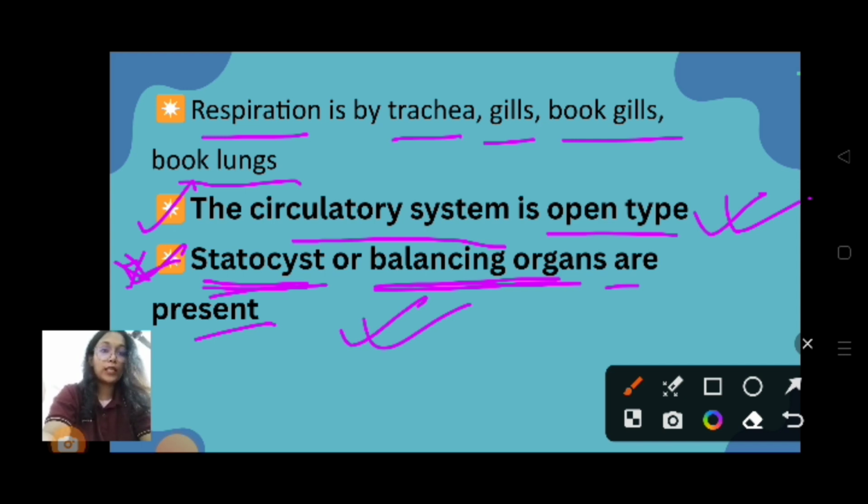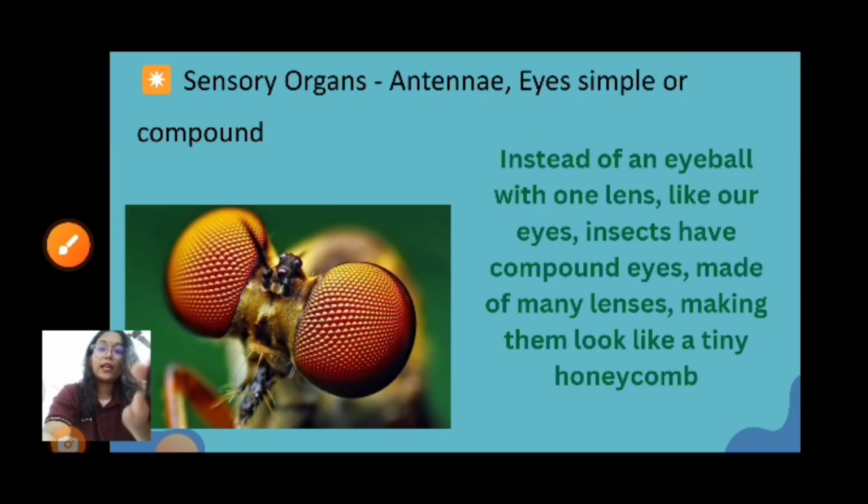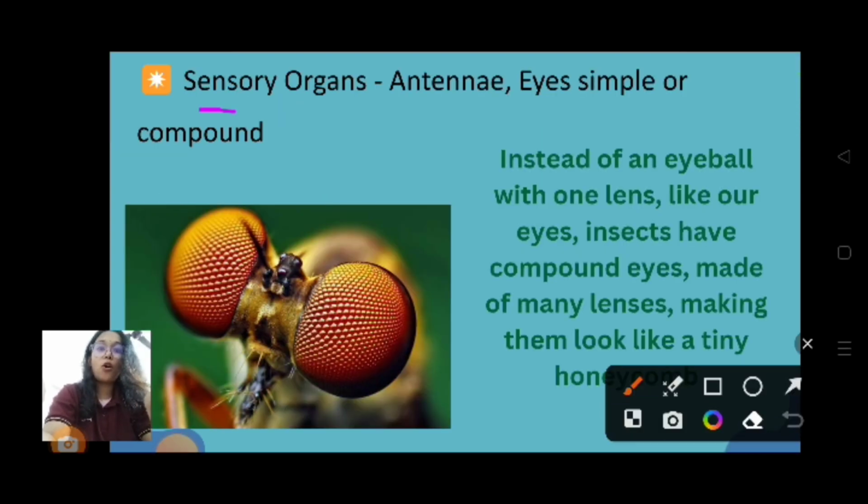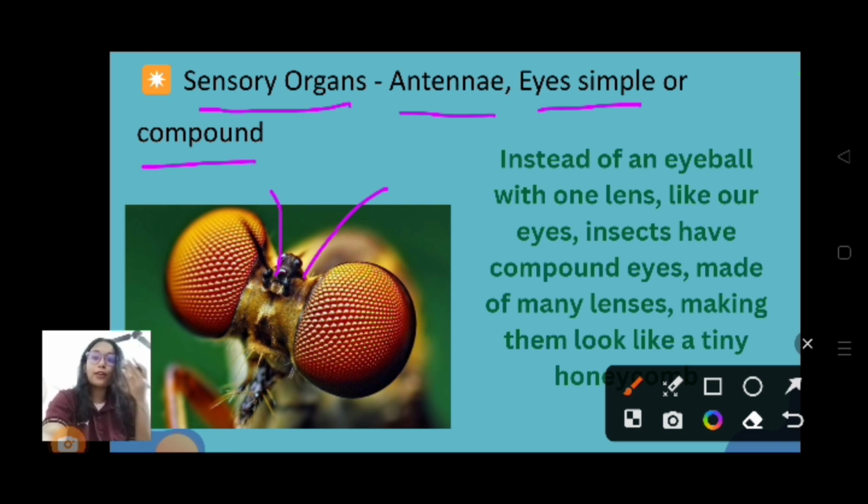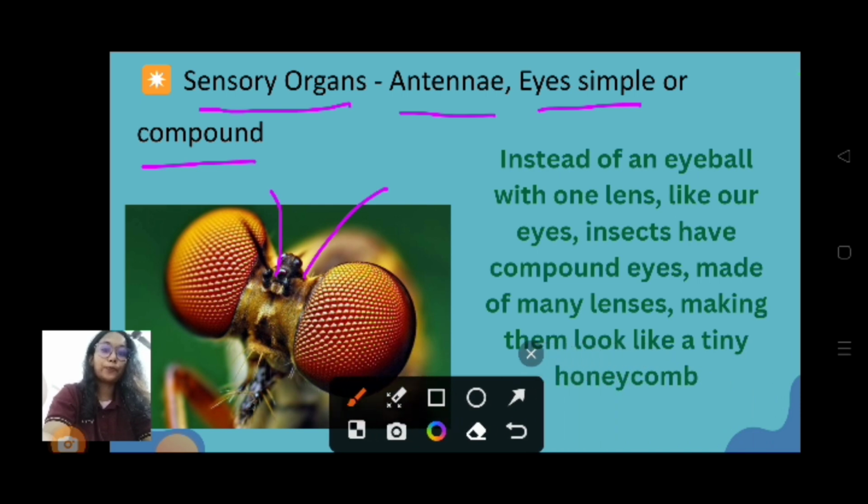Then moving on to the next slide. They have sensory organs in the form of antennas, like this antenna-type structure you can see. Some insects might have simple eyes and some have compound eyes. Simple eyes, like ours, have a single lens, that is simple eyes.